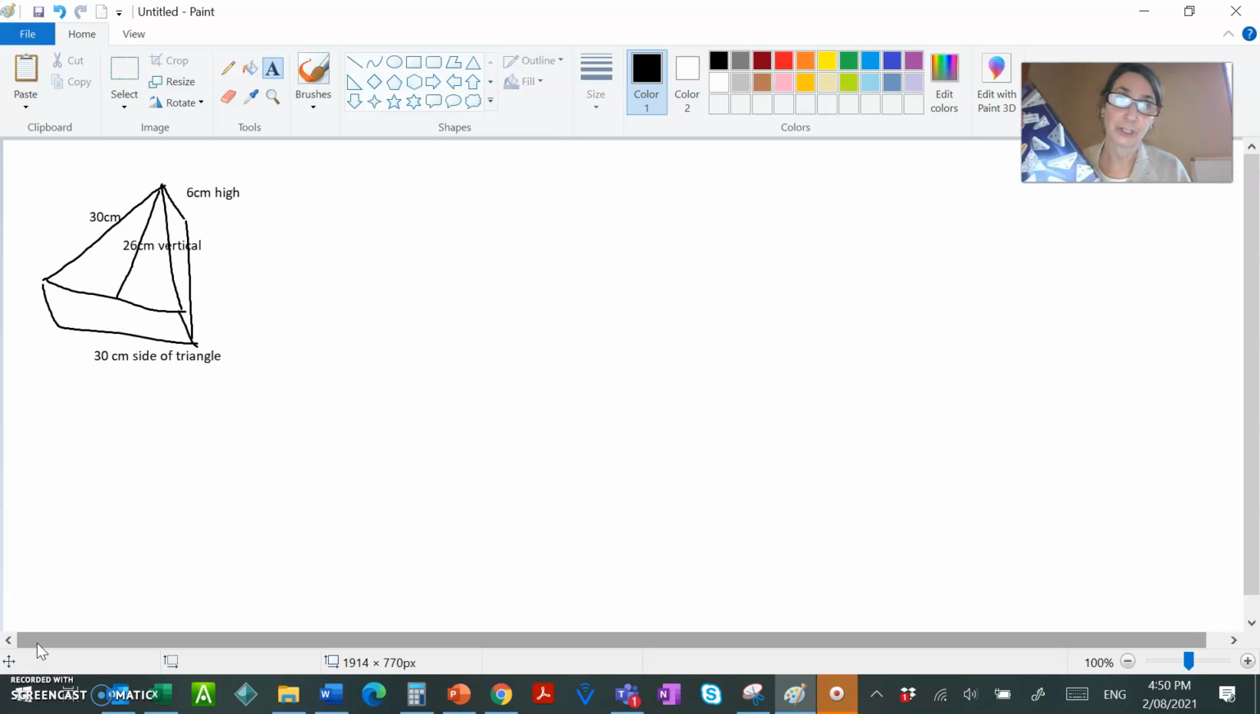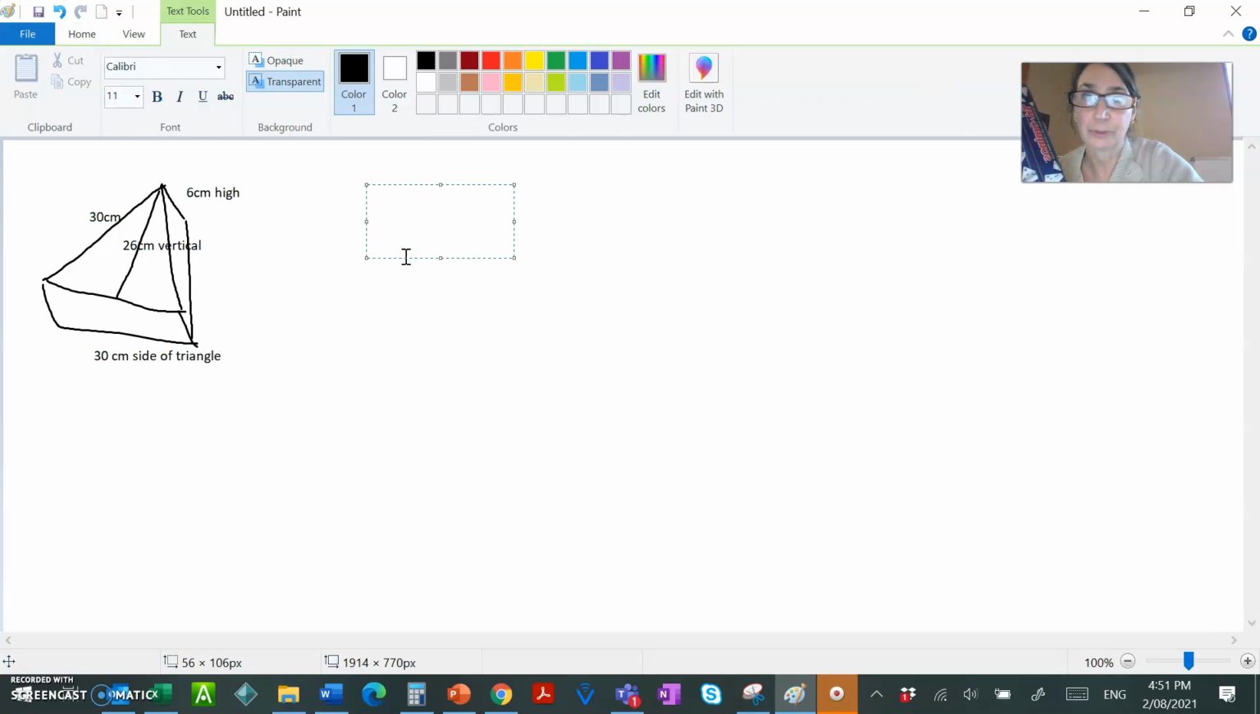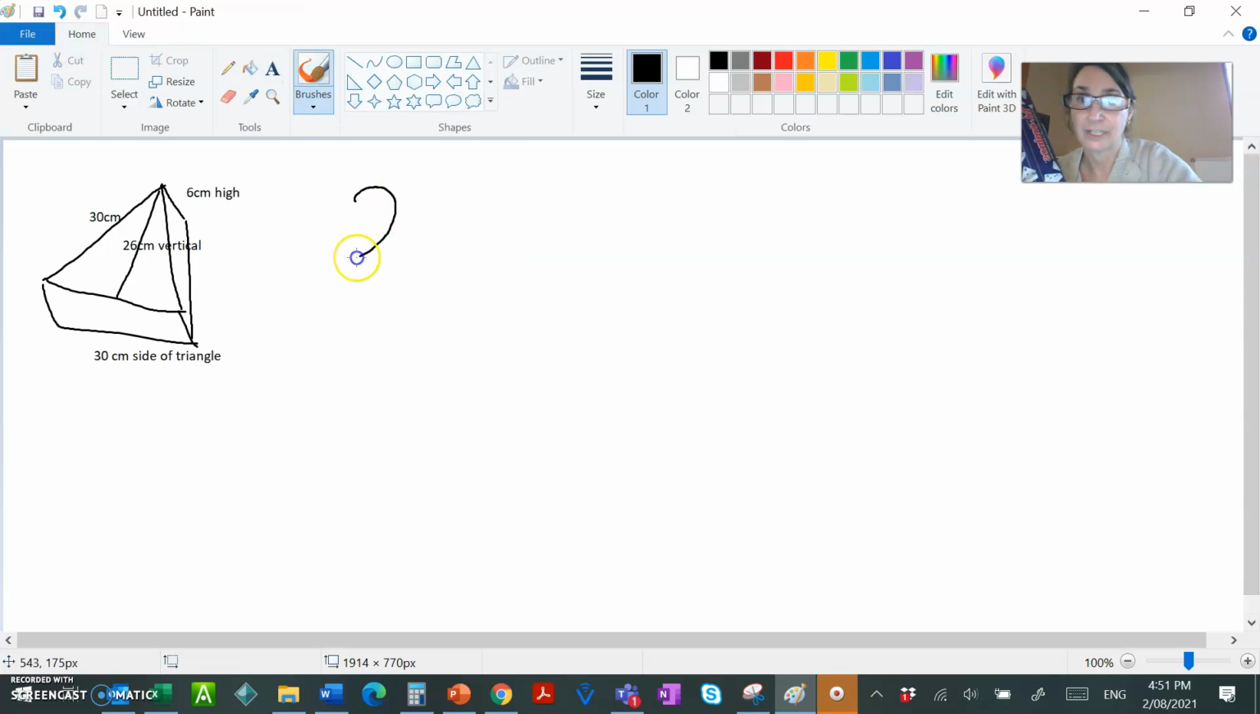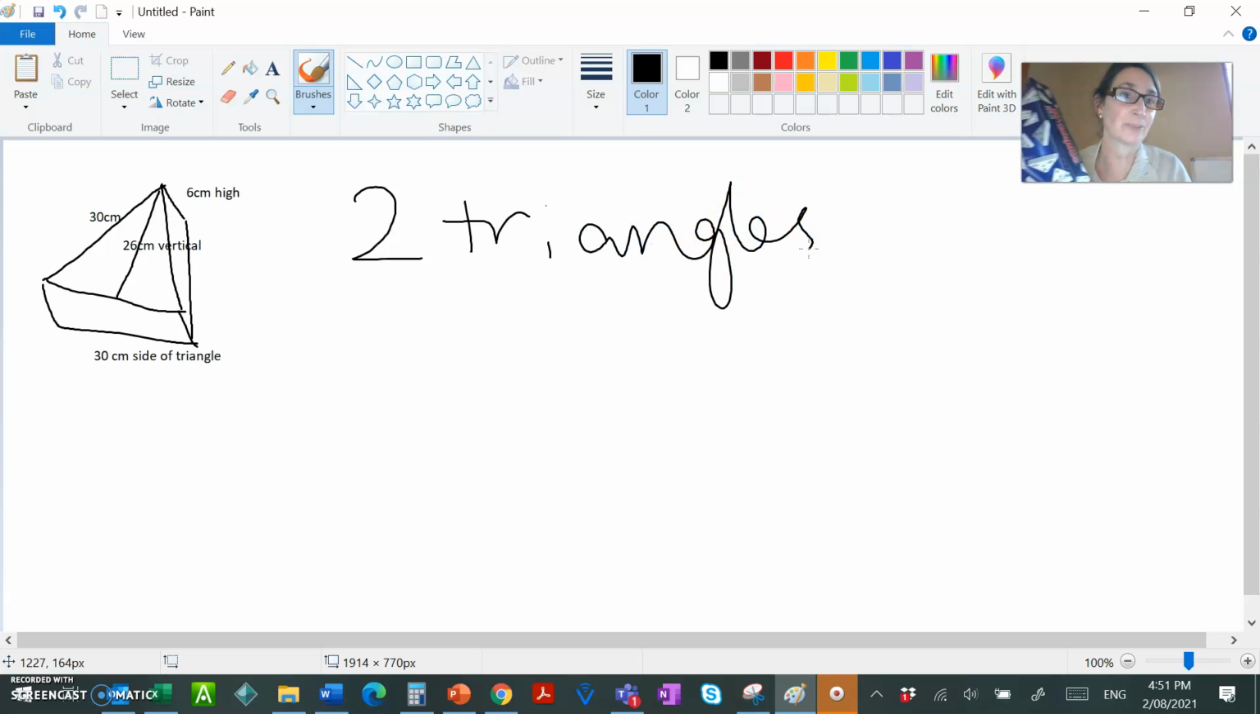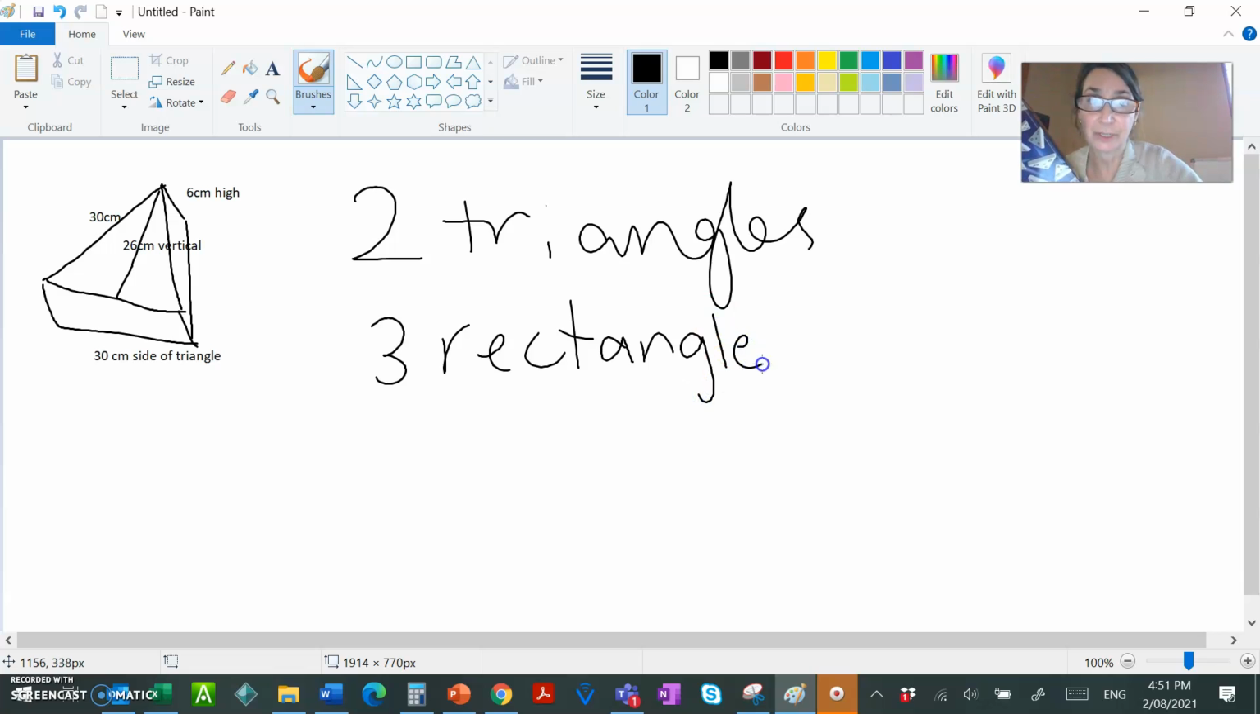What I just want you to have a little think about is what shapes this box is made up of. You can see there's a triangle in the front and in the back. So I'm just going to write here, we'll give it another go. And we'll see there's two triangles, and these ones happen to be equilateral triangles. And then there are three rectangles. And because the side length is 30 centimeters on every side, these three rectangles are all the same size because they have all the same dimensions.